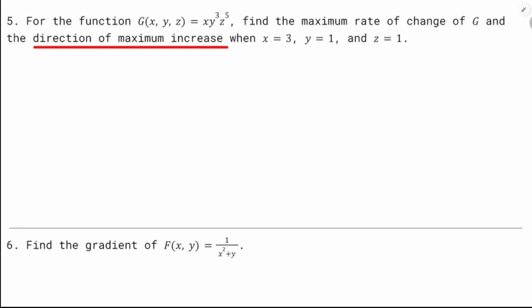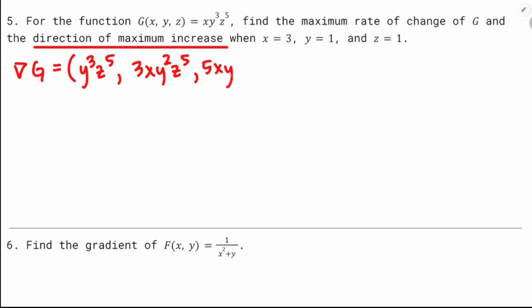So that's going to be the gradient of g at any point. With respect to x, if I take the derivative, I'd have y to the 3, z to the 5. If I take the derivative with respect to y, that would be 3x y squared, z to the 5. And then with respect to z, it's going to be 5x y to the 3rd, z to the 4th.